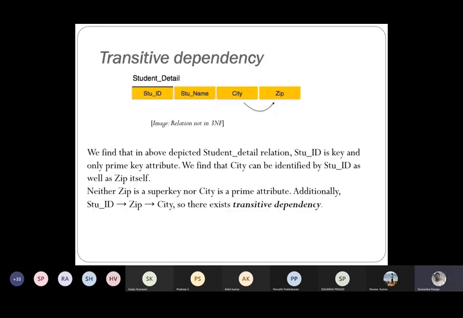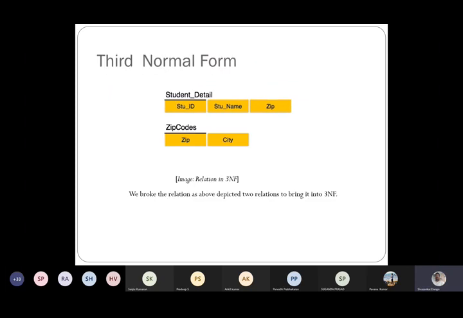So initially in the student detail relation, there exists some transitive dependency between the attributes: student ID, student name, zip code, city. The location or the city of the student can be determined by student ID as well as by the zip code. This should not happen since there exists a transitive dependency between the attributes in a relation. So you are going to break this relation into two fragments containing student details and the zip code of the city, and finally once you break the relation into two relations, we say that it meets the requirements of third normal form.